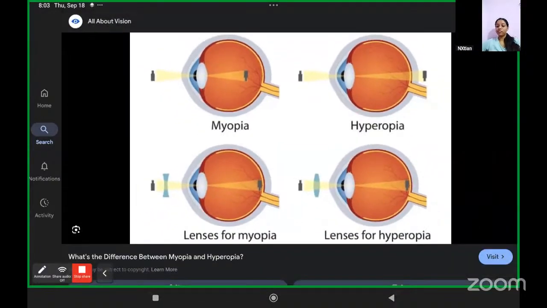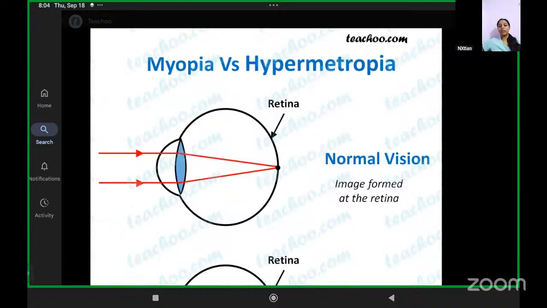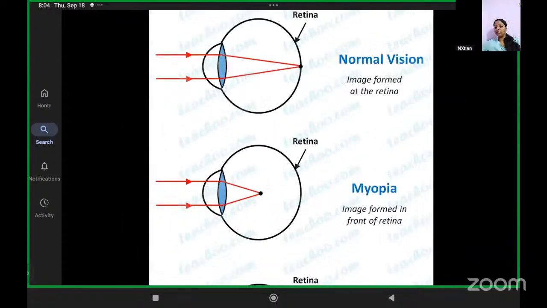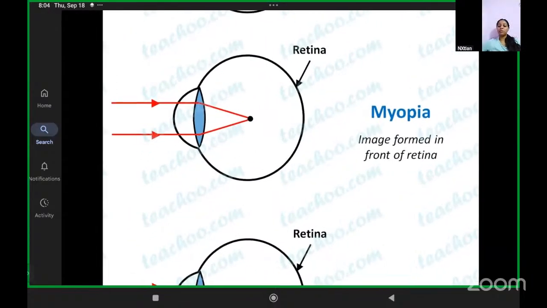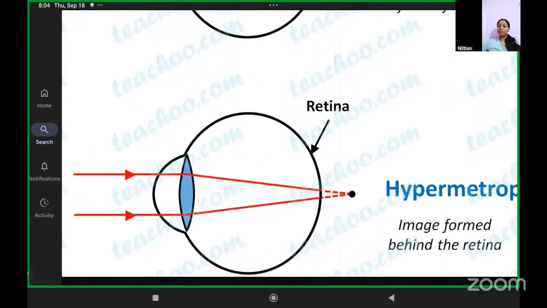Can you see the image formation? Check out this diagram. This is normal, how the image normally forms on the retina. This is myopia, how it forms between the lens and the retina. This is hypermetropia or hyperopia, how it forms behind the retina. Okay, these are the three cases.